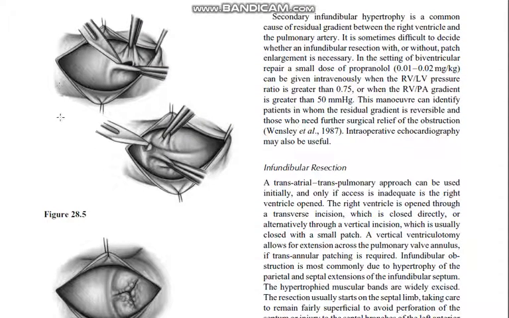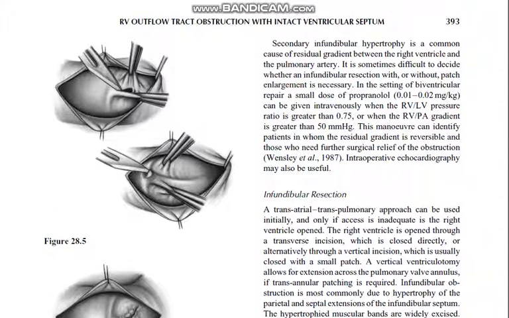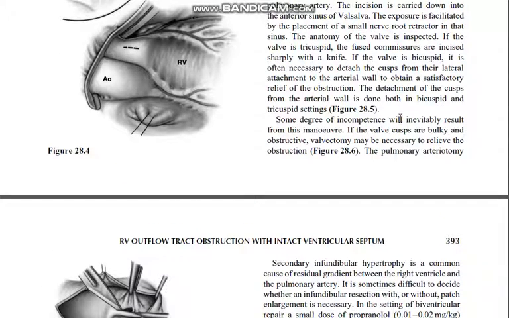This is the figure of 28.5, and you see how the big bicuspid pulmonary valve commissures are cut by an 11 blade. Some degree of incompetence will inevitably result from this maneuver. If the valve cusps are bulky and obstructive, valvectomy may be necessary to relieve the obstruction.